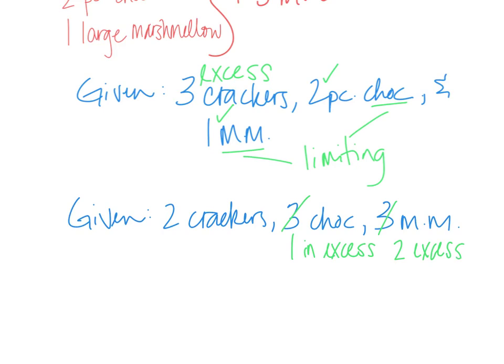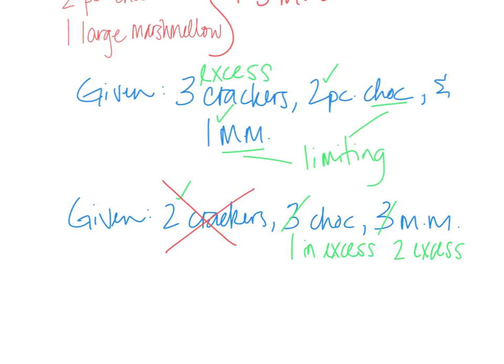Okay, so if we look at it this way, we've got 2 crackers, which is exactly what I need, right? And then after I pull from what I have, 1 piece of chocolate in excess and 2 marshmallows in excess. Agreed? So let me ask you this. Once I use all of those and they are gone, what happens to your reaction of making a s'more?